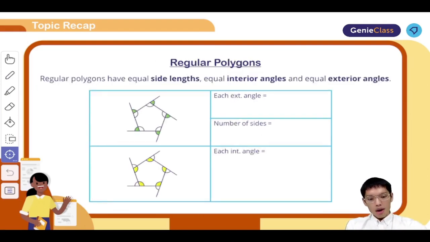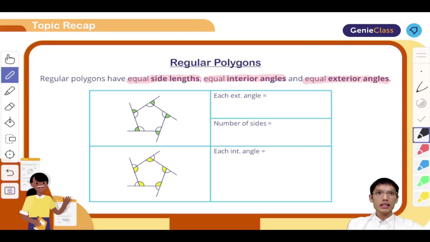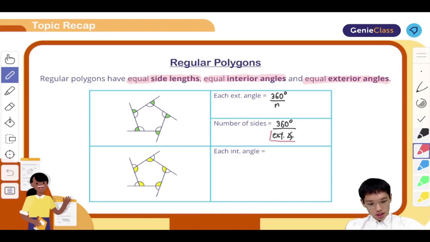Moving on, specifically for regular polygons. Regular means they all have equal side lengths, equal interior angles, and equal exterior angles. Because they are regular, each of the sides has to be the same. Because the sum of exterior angles is 360, each exterior angle will be 360 degrees divided by n, the number of sides. These types of questions come up quite promptly. Over here, it's not just one exterior angle, sorry about that.